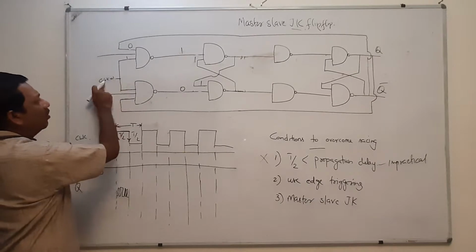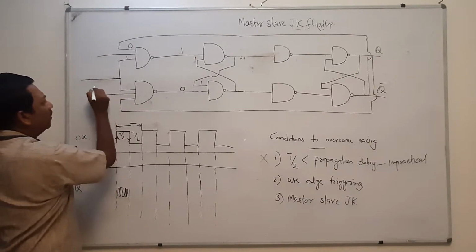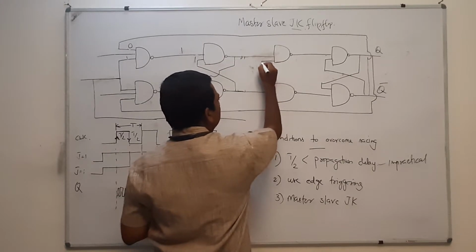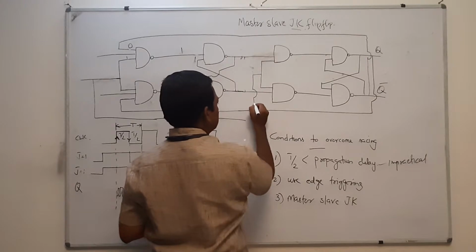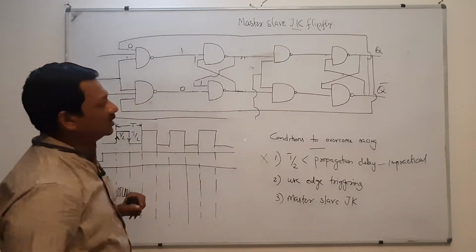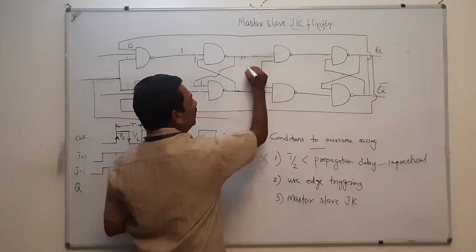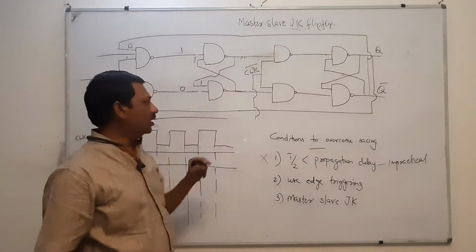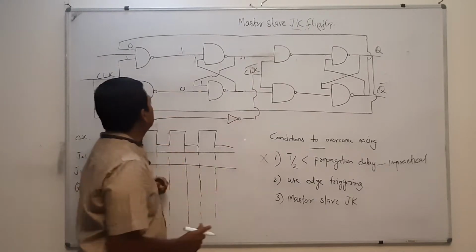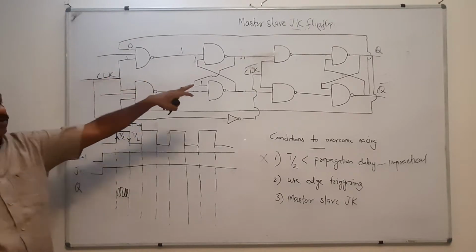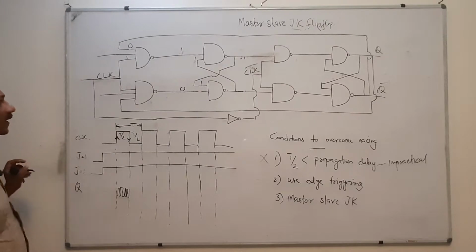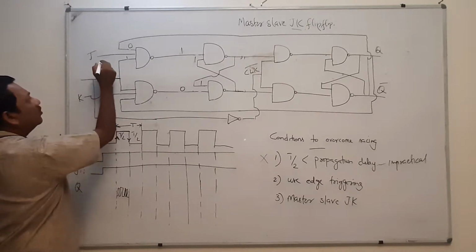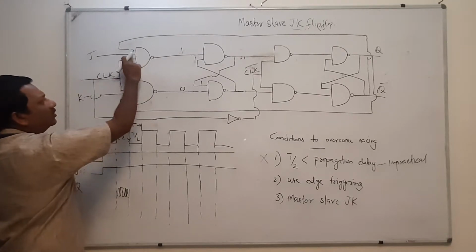Okay, now one more thing is left. Here you have a clock, and you have to feed this clock like this. You are going to give the complement, clock bar, so you are complementing the clock here. If this clock is 0, that will be 1, and if this is 1, that will be 0. Here this is the J input and this is the K input. We are not bothered about these values.